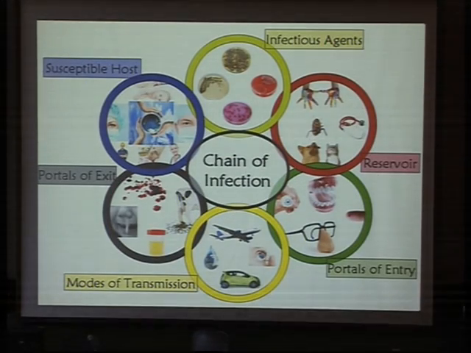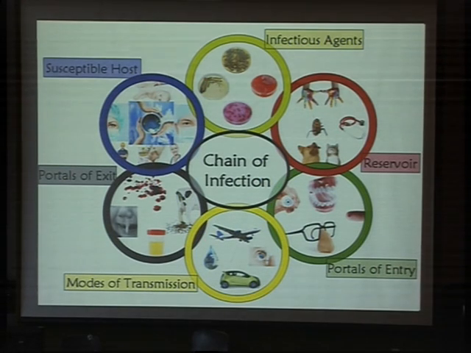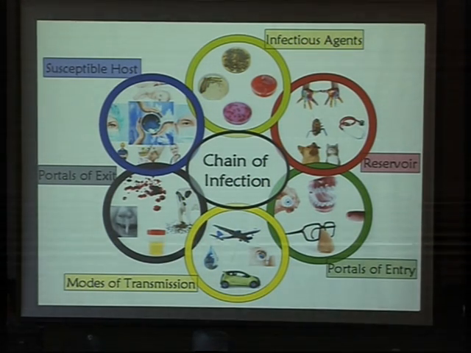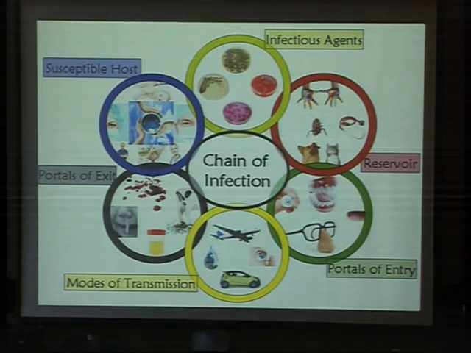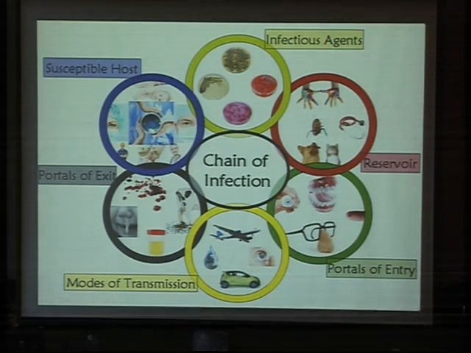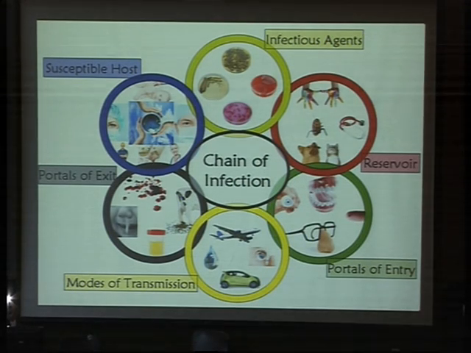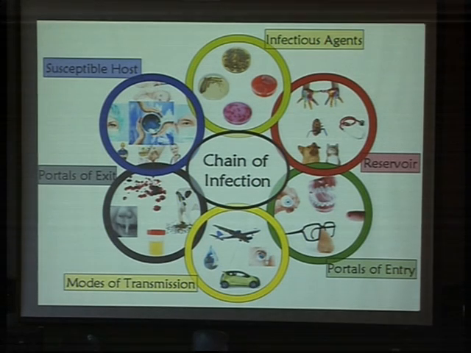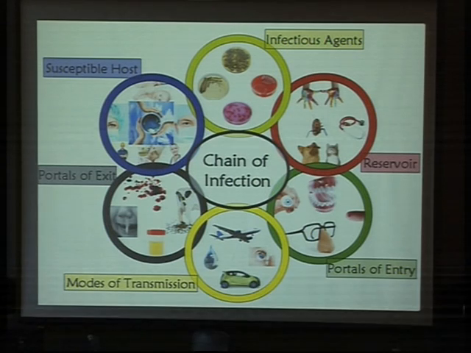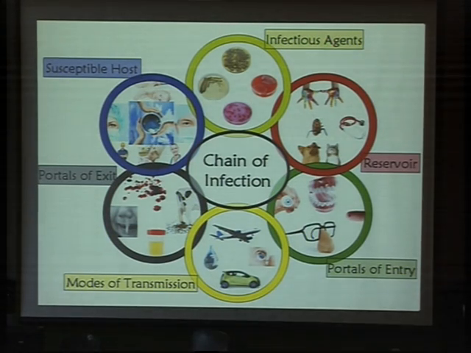For the infection to happen, there is something known as the chain of infection. Starting from the pathogen, the pathogen should be present in a reservoir, either a human being, patient or healthcare worker, or the environment around the patient, or animals or flies, which are rare in the hospital. Once it's in the reservoir, it should have a place to exit, a mode of transmission, a port of entry, and then it goes to the susceptible host.